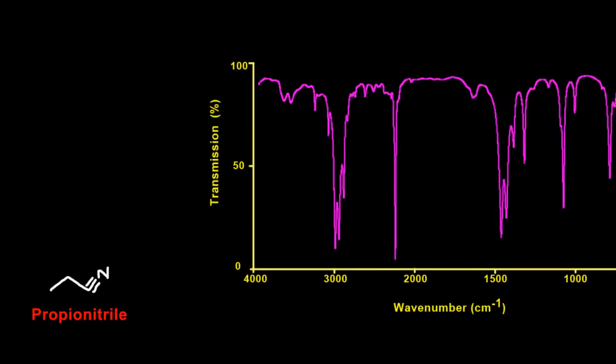Nitriles fall at 2220 to 2260 wave numbers. For example, propionitrile shows the nitrogen-carbon triple bond in this region, and the H bond with C falls around 3000 wave numbers.